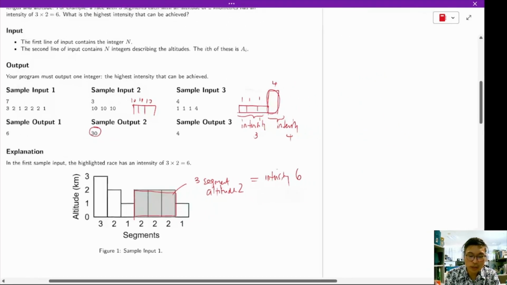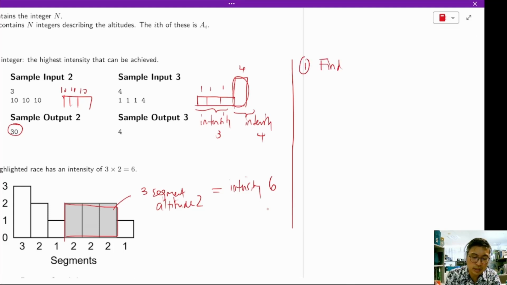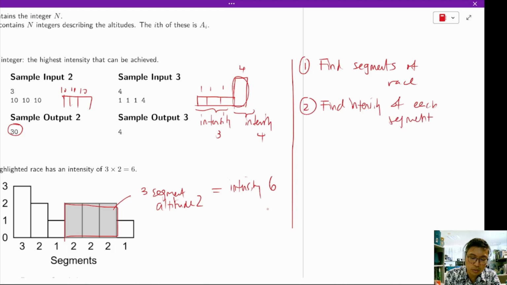So now our program will need to have two ways of doing things. Number one, to find out the segments, to split the race into segments of the race. And then number two, to find the intensity of each segment. And then after that, to return the highest intensity. Answer will be equal to the highest intensity. Okay, so I'll leave you to try on your own first, and then later on I'll show you the answer.